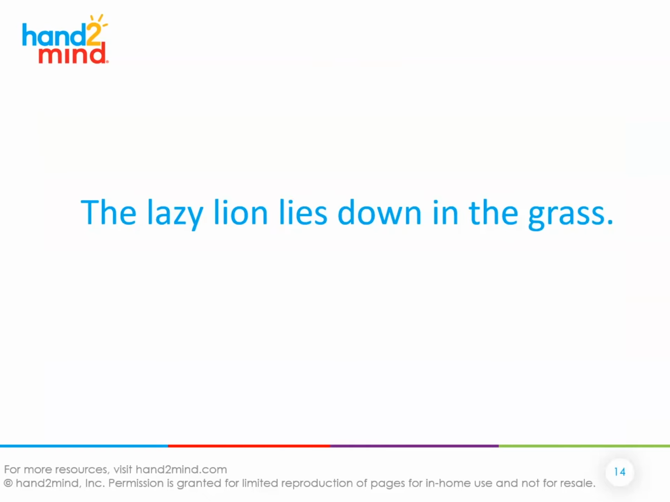I could write the sentence, "The lazy lion lies down in the grass." In this sentence, I see alliteration in the words lazy, lion, lies. All of these words have the L sound made by the L.